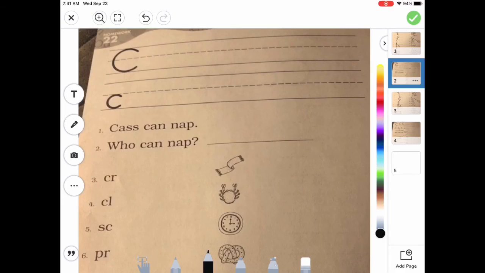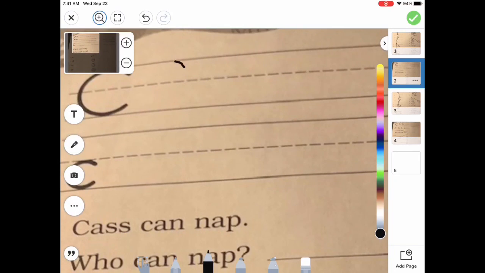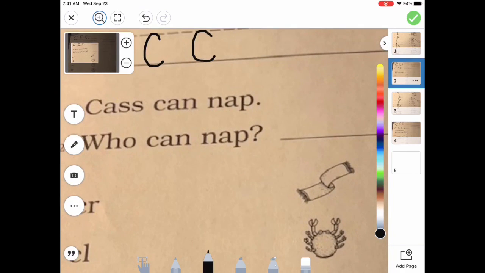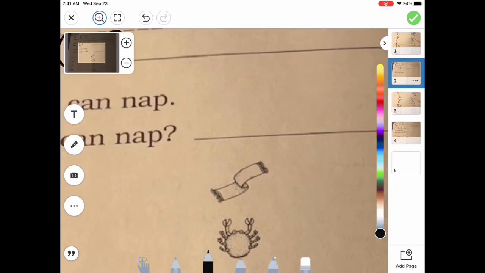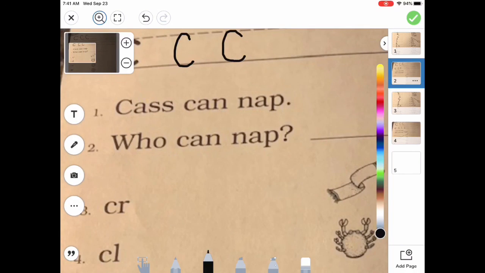All right, on the next page, you guys are going to practice making your uppercase C's. You know how to do this. Your lowercase C's all the way across. And then when we come down here, we're going to try to sound out these sentences to see if we can figure out what it's going to ask us. This one's a little bit different. We've been drawing lines to pictures, so we're going to go ahead and do this together.